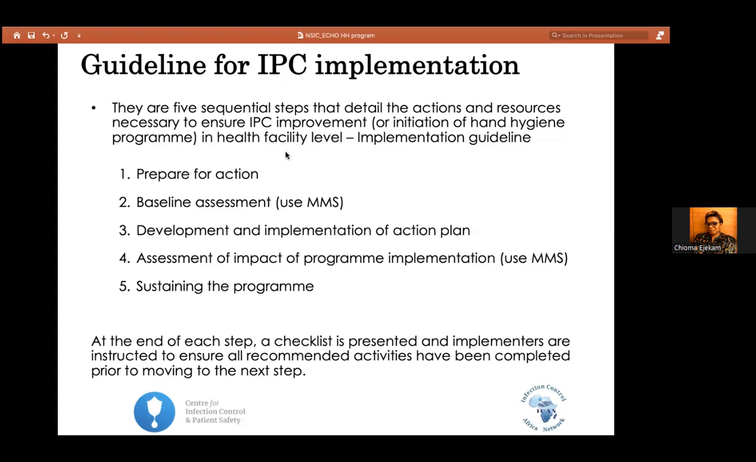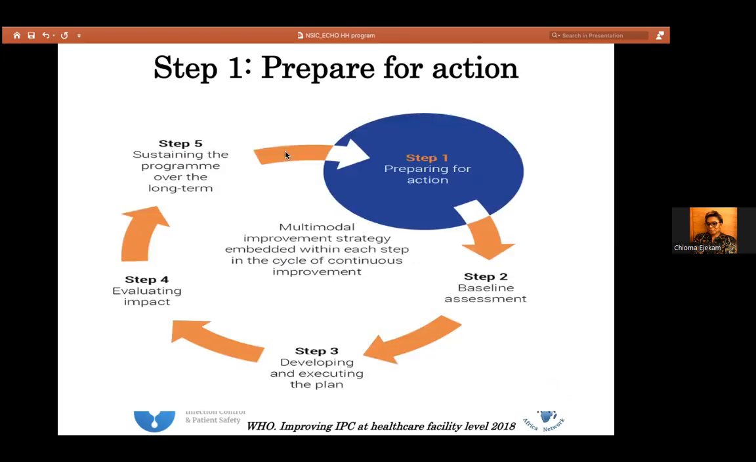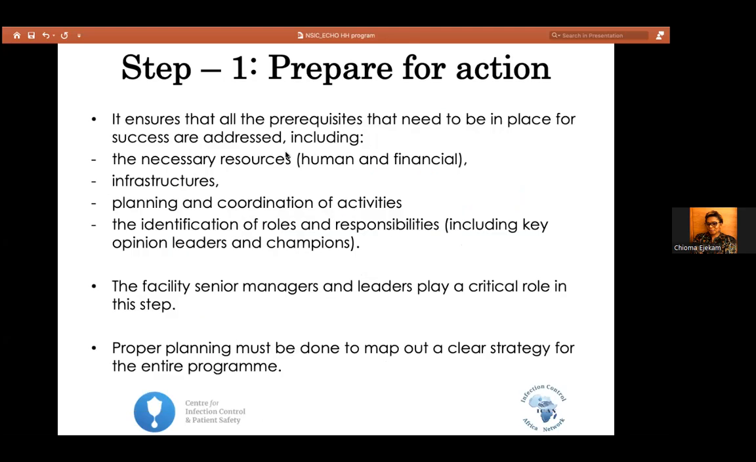So going through this, you have prepare for action, you must have a baseline assessment, you must develop an action plan, you assess the efforts you're making and sustain the program. So I'm going to go through each of these steps. The first step is preparing for action. In preparing for action, you just want to ensure that all the resources and prerequisites needed are in place to address human resource and financial resources. Are there existing budget lines for IPC, probably existing but not yet used? Because if you want to set up a hand hygiene program, you need to tap into such resources.